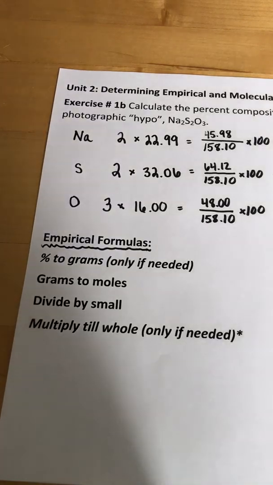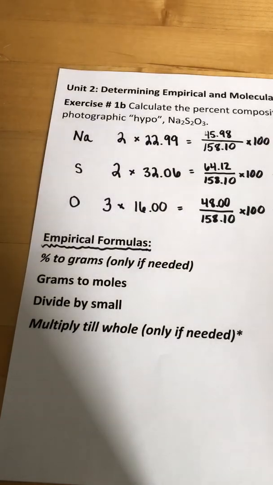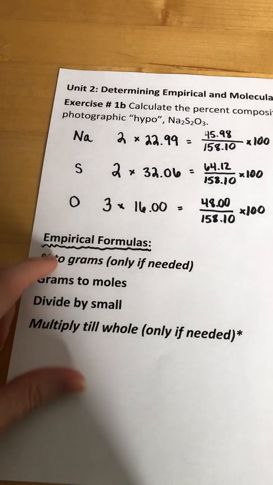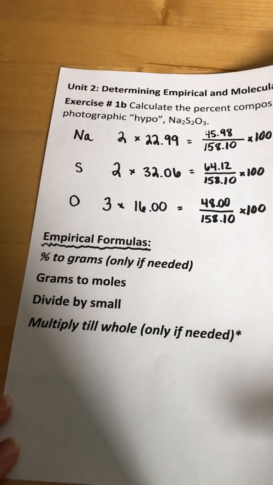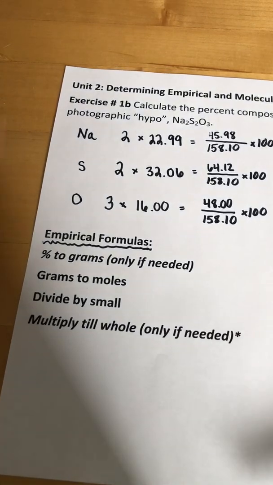It's kind of a little poem: percent to grams, grams to moles, divided by small, multiplied to whole. Those are essentially the steps that you take to do an empirical formula problem. I italicize the first and the last because in some problems you might not have to do one or both of those steps, depending upon what information you're given. In the ones that we're going to do today, you'll see some examples of that.